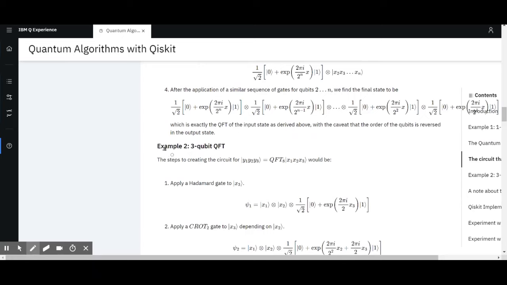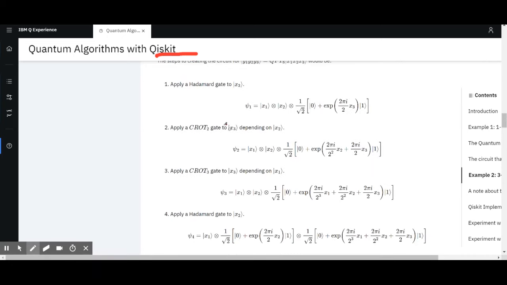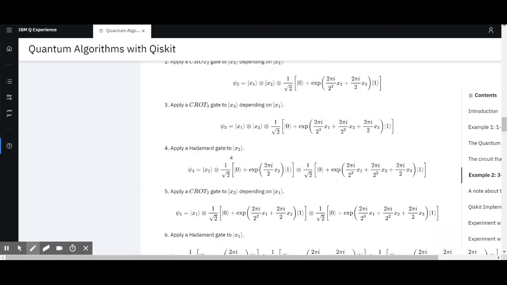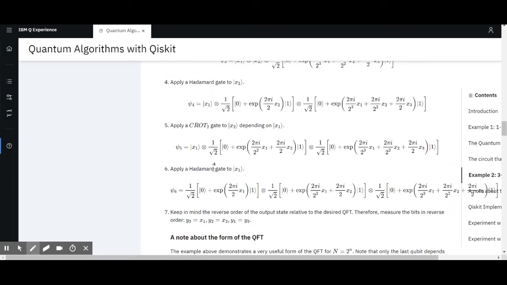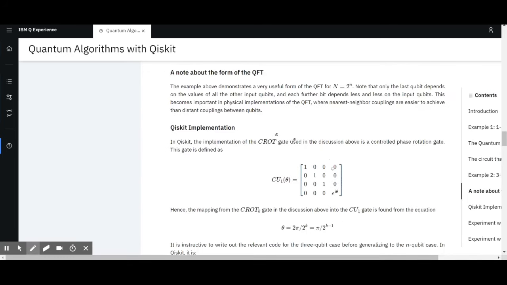Okay, example 2, maybe let's go through the example. 3 qubit QFT. Apply a Hadamard, apply a controlled rotation, apply a Hadamard, apply a controlled rotation, apply a Hadamard. End of the story. Keep in mind the reverse order of the output state relative to the desired QFT. And then we jump into the Qiskit implementation.